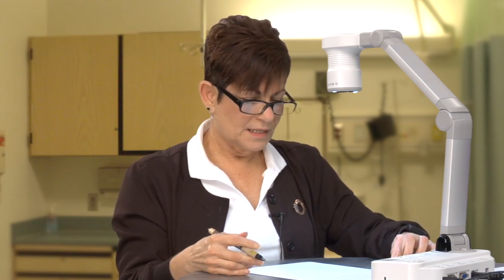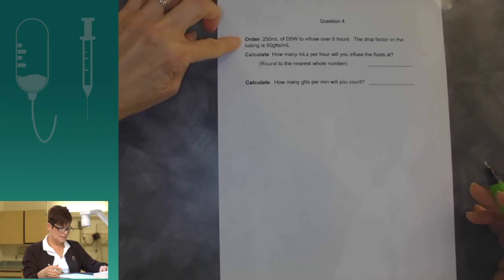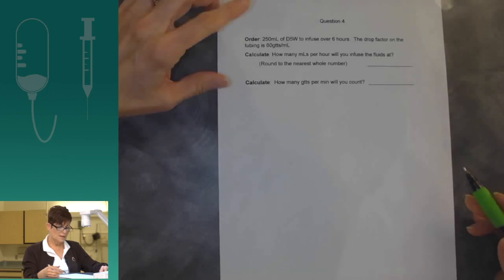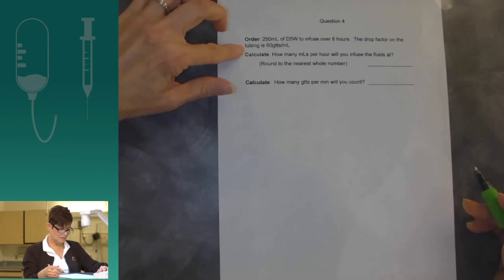Okay, in question 4, this is a calculation where we will need to use IV fluids to put it on a pump. So if you remember, you have drop factors. In this particular question, the order is stating you have 250 milligrams in D5W to infuse over 6 hours. We have a drop factor of the tubing is 60 drops per mL.